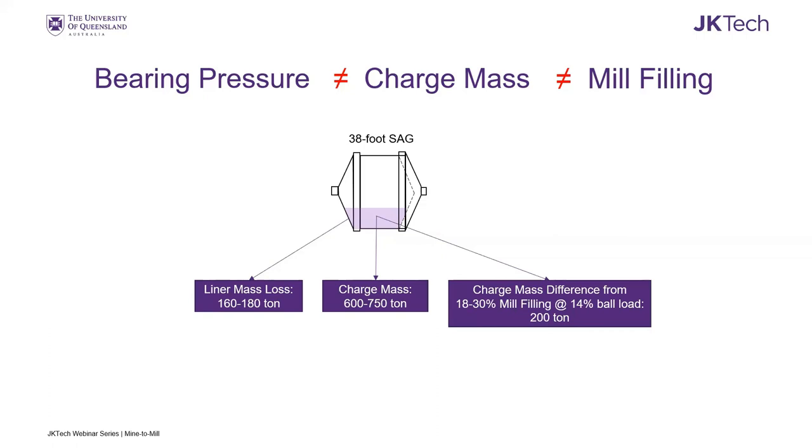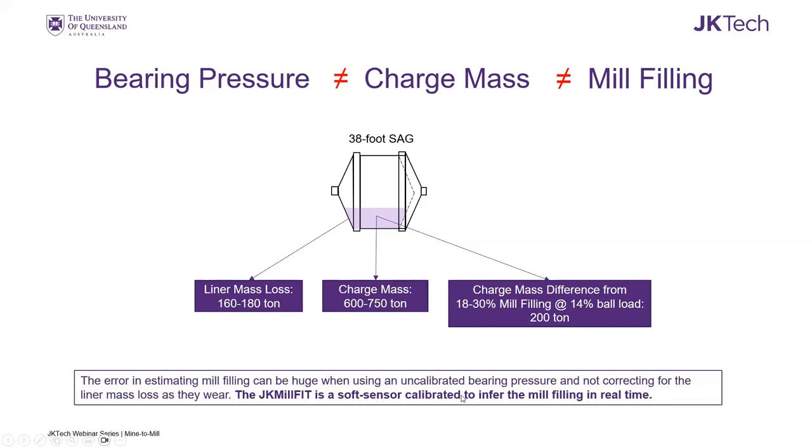So bearing pressure is not measuring the mass. Bearing pressure is the response to weight, to charge weight. But the bearing pressure does not really differentiate between liner mass loss, charge mass, or the charge mass difference from different mill fillings. It's going to give the entire mass. So we need to really distinguish what is really the mass. So the error in estimating mill filling can be huge when using an uncalibrated bearing pressure or not correcting for the liner mass loss. The JK MillFeed is a soft sensor calibrated to infer the mill filling in real time.